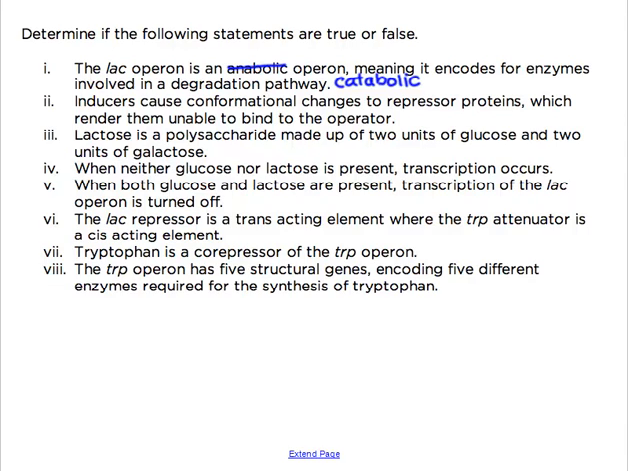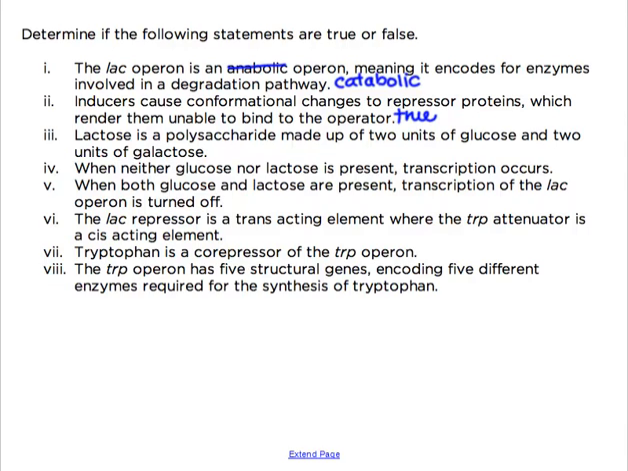2. Inducers cause conformational changes to repressor proteins, which render them unable to bind to the operator. So this is true. And this is how inducers turn on operators, by effectively shutting off the repressor. On the other hand, a co-repressor causes a conformational change to repressor proteins, which lets them bind to the operator, which otherwise they wouldn't be able to. So it's slightly different. Inducers cause the conformational change that makes the repressors inactive, and co-repressors make a conformational change that makes the repressor active.